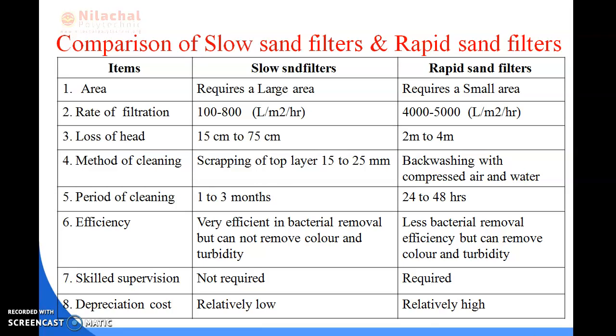We have discussed slow sand filters and rapid sand filters, and once again we will compare them. Third is loss of head. In the slow sand filter, the loss of head is 15 centimeters to 75 centimeters, and in the rapid sand filter it is about 2 to 4 meters.